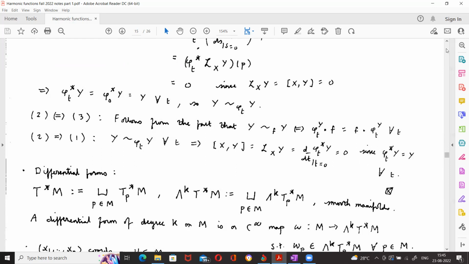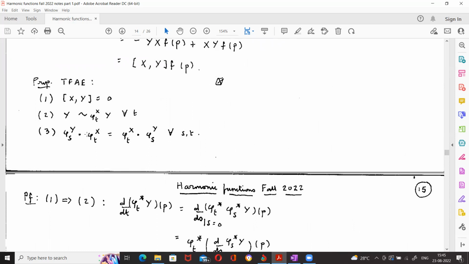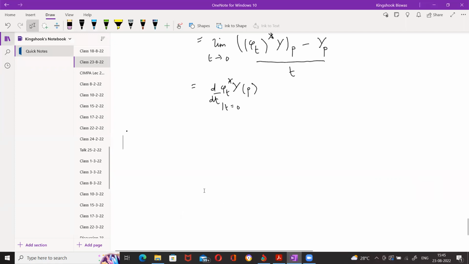Okay, so the upshot is that the flows of 2 vector fields commute if and only if their bracket is 0. So the bracket, therefore, should be measuring some sort of failure to commute of two vector fields, I mean, the failure of the flows to commute. So let me actually give you a geometric interpretation of the bracket.